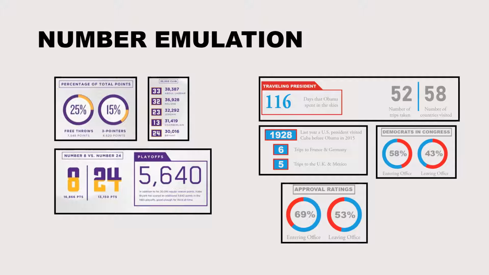I took the general ideas of those numbers displays and edited them to match the information I was trying to display. To do this effectively, I broke my numbers displays down to correspond to the various different forms of information, such as Obama's travels, his approval ratings while he was in office, and the number of Democrats in Congress.